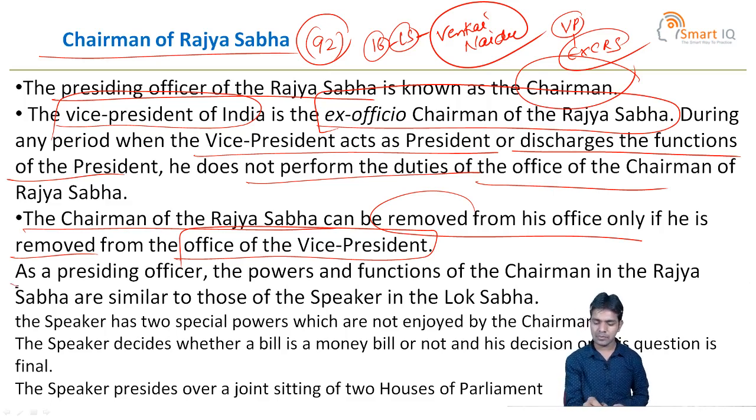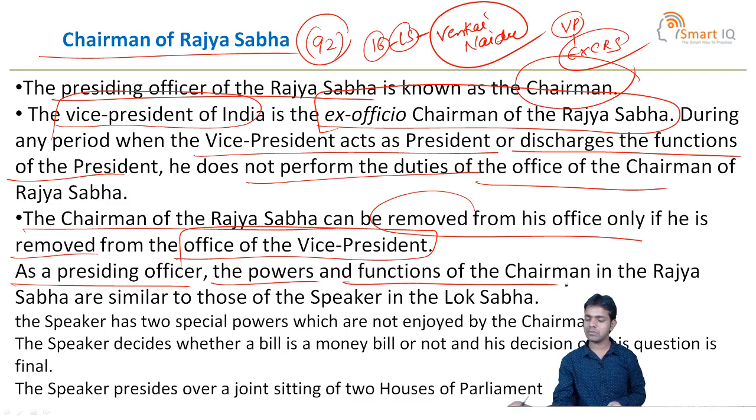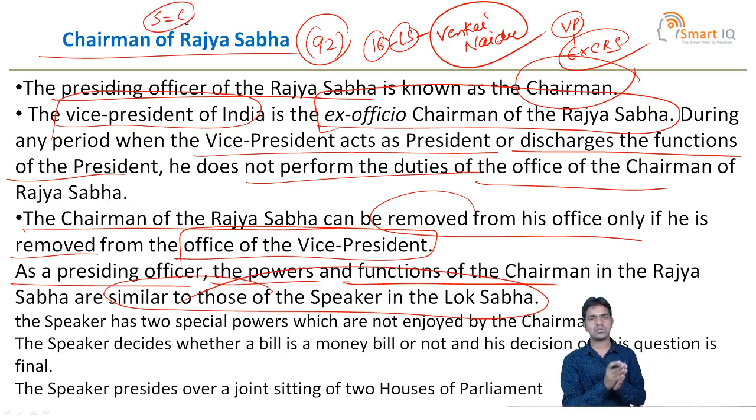Also, as a presiding officer, the powers and functions of the chairman in the Rajya Sabha are similar to those of the Speaker of the Lok Sabha. The powers and functions related to the House are equal for the chairman of the Rajya Sabha and the Speaker of the Lok Sabha. All powers and functions are equal in both houses of Parliament. In the particular houses, it is the ex officio chairman in the Rajya Sabha, and in the Lok Sabha, it is the Speaker of the house.